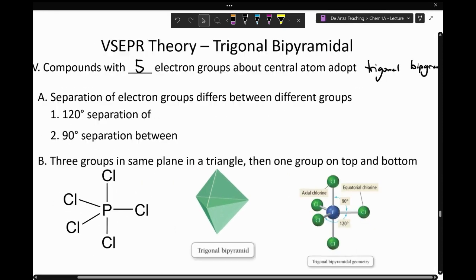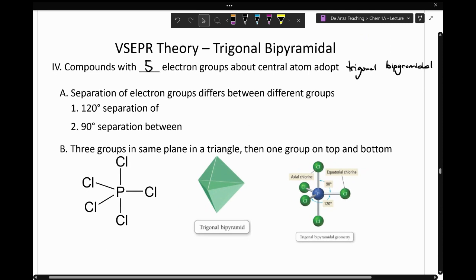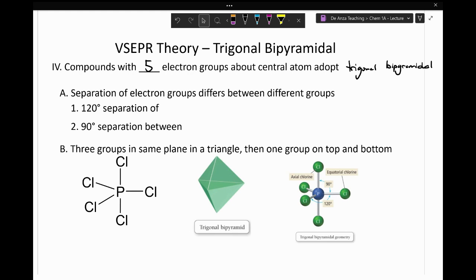And the separation of each of these groups differs between what we're looking at. If we're looking at those groups that are in the triangle, I'm going to highlight it in yellow here, this triangle, the separation of those is 120 degrees. So we'll say 120 degree separation of electron groups in the triangle. A more succinct way to describe these electron groups in the triangle, we'll call these the equatorial groups, kind of like the equator.